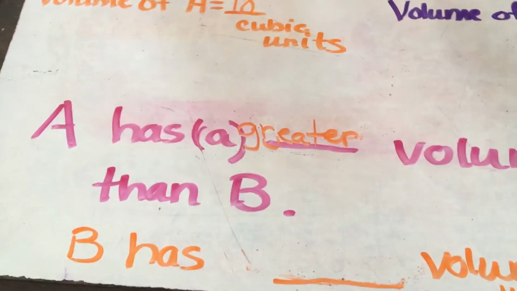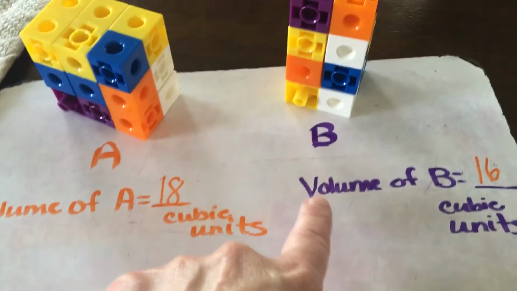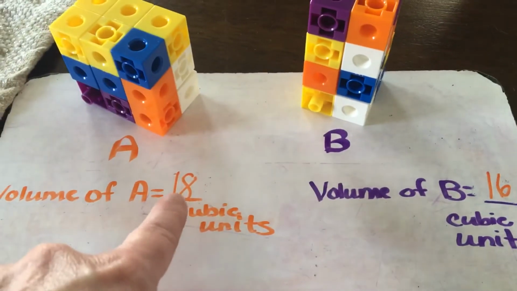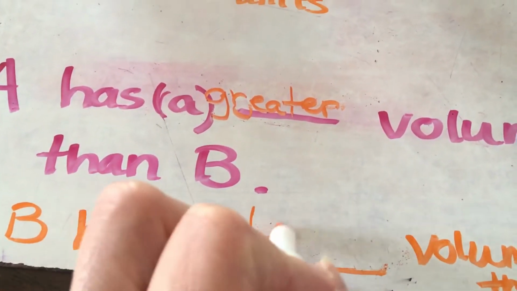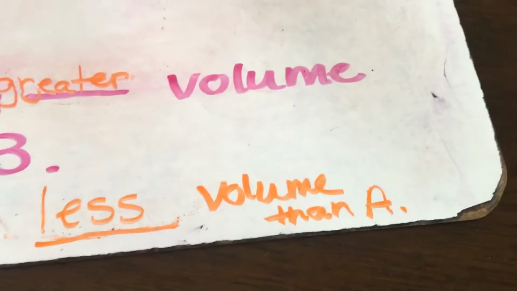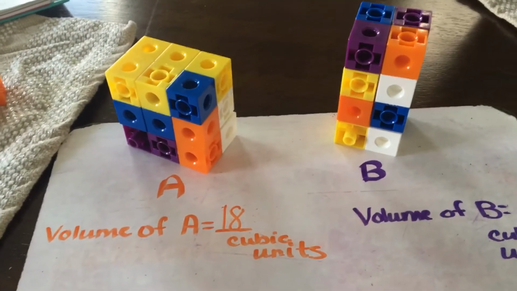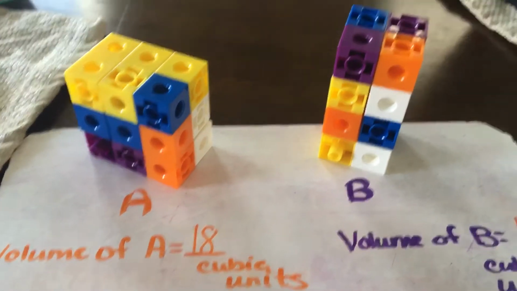volume than B. If it was written this way, then I'm comparing B to A. I would have to compare 16 to 18. So then I would say B has less volume than A. So that's all we're going to be doing today: counting our cubes again, but now we're going to compare using those words less, same, and greater.